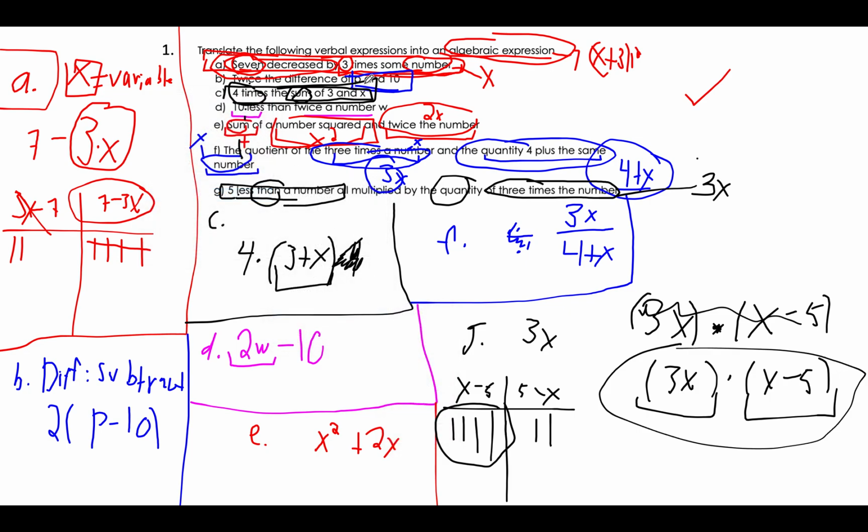For B, we had twice the difference of P and 10. So difference means to subtract. So we took 10 away from P and had P minus 10. And then we took twice that difference. So we did 2 multiplied by the value of P minus 10. That's how we did that one there.